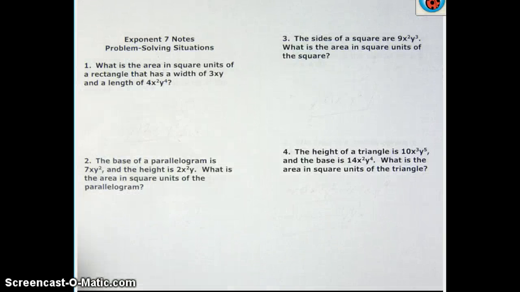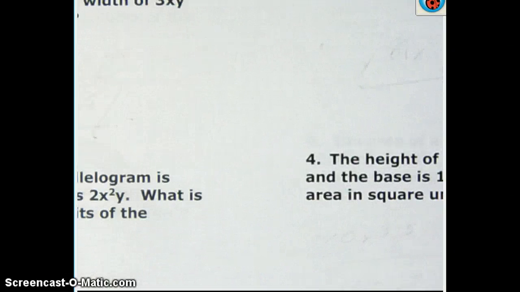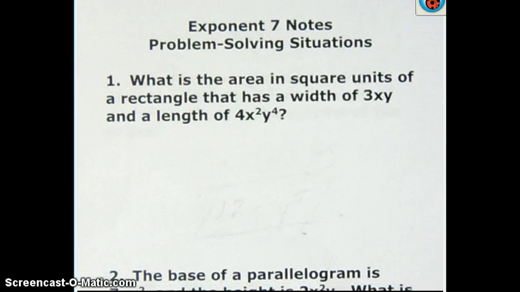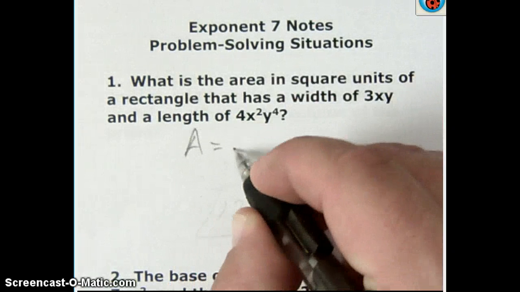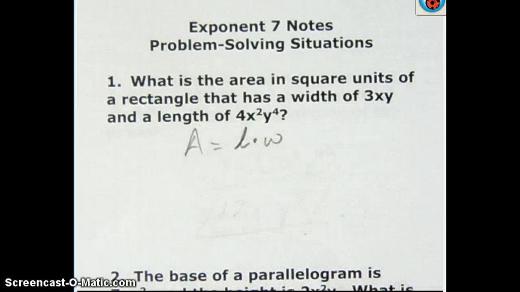All right, Exponent 7 notes gets into problem solving situations. So here's the whole idea. Question number 1 gives us an area problem. It says, what's the area in square units of a rectangle that has a width of 3xy and a length of 4x squared y to the 4th power? Well, the basics behind this is that area equals length times width, right?